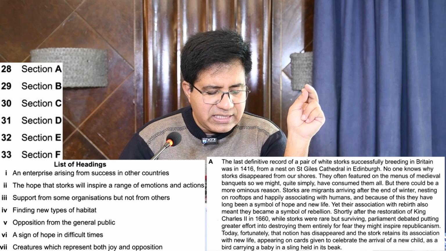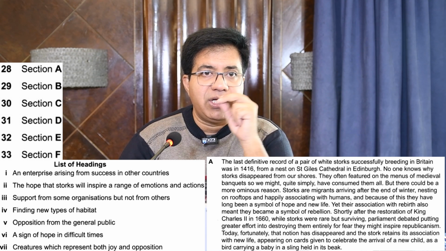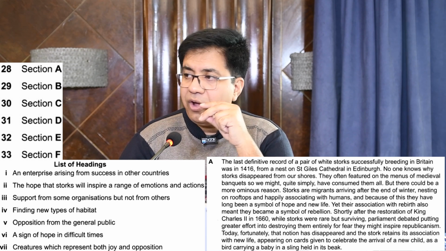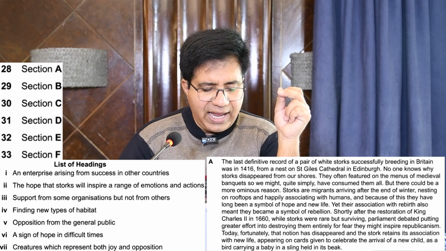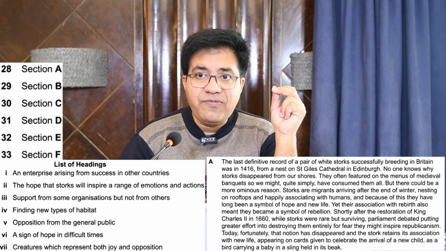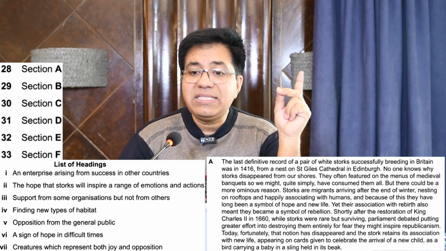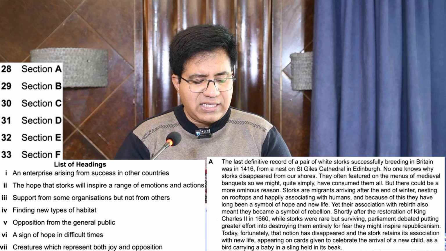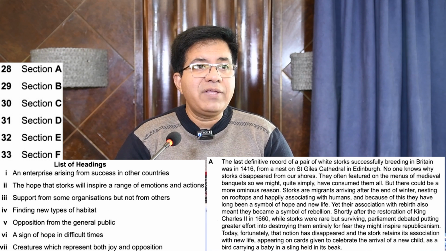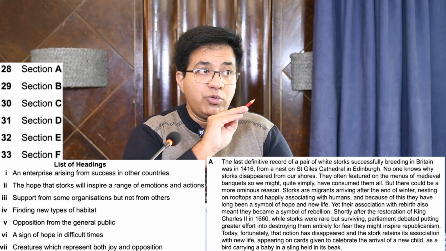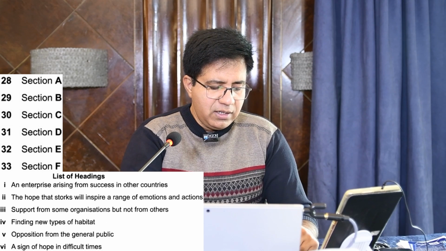Now go back and see if there is any heading that talks about joy and opposition. Joy and opposition. Symbol of new life, that is joy. Symbol of rebellion, that is opposition. So that is heading number 7. So question number 28, section A, heading number 7 is the right answer. And by the way, when you find a right heading, you need to cross that also. Cross heading number 7 from the list. Okay?